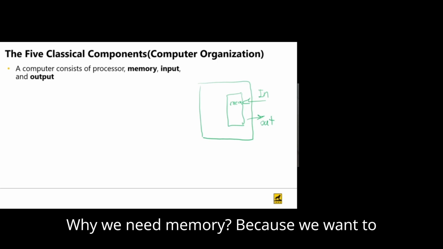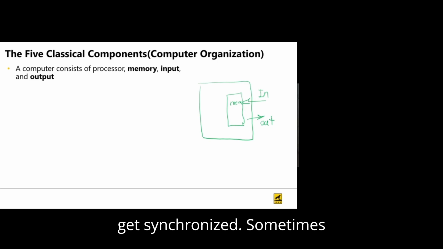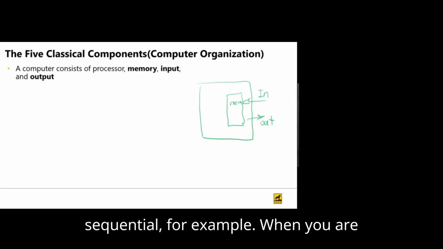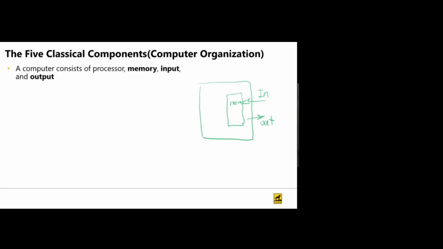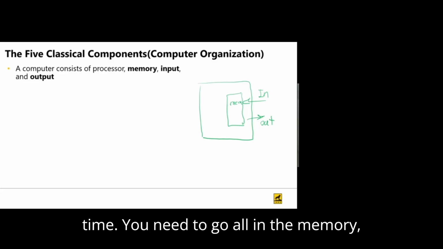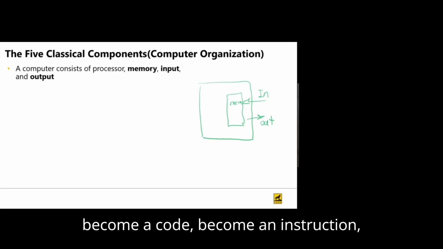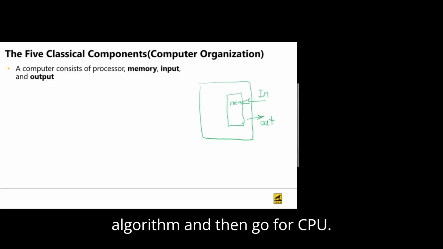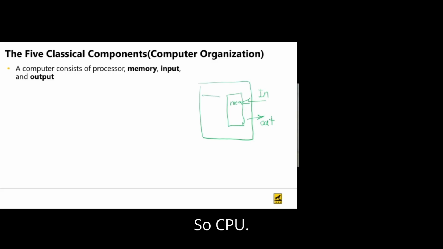Why do we need memory? Because we want to get synchronized. Sometimes the input of the input device is sequential. For example, when you are entering keys, you enter one key at a time. It needs to go into memory, become a code, become an instruction, become an algorithm, and then go to the CPU. So CPU.